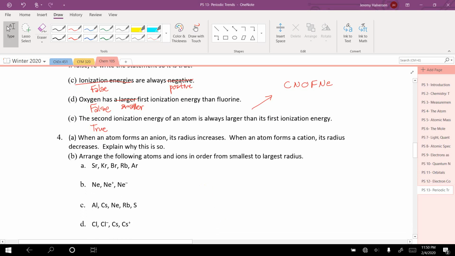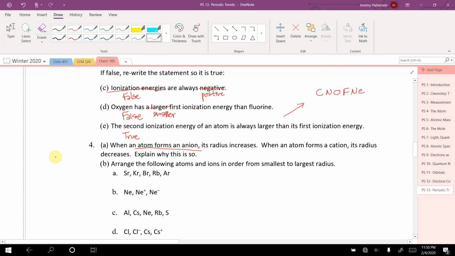Moving on. When an atom forms an ion, its radius increases. When an atom forms a cation, its radius decreases. Explain why this is so. All right. So when an atom forms an anion, that means that it gains an electron and its radius increases.